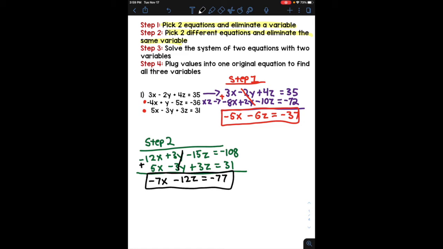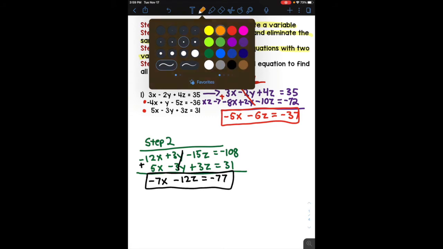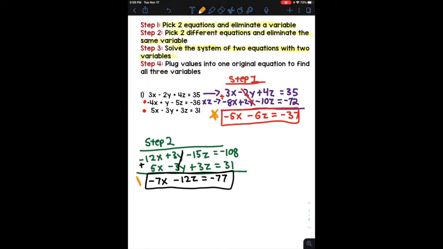It's actually going to be this next step, step 3, that asks us to solve the system of 2 equations with 2 variables. So that would be the 2 equations we have left over, in which we eliminated y. So step 3, we're going to take negative 5x minus 6z equals negative 37, and negative 7x minus 12z equals negative 77.